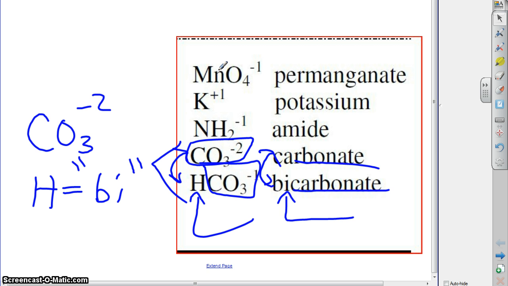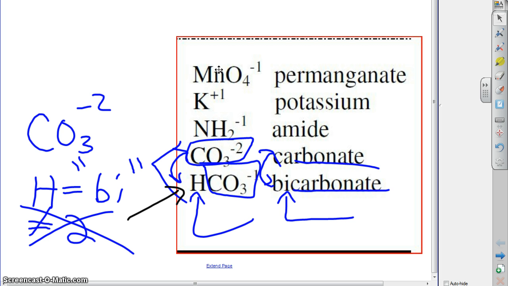When you've got an extra H at the front of an ion, we give it the prefix bi. Bi does not mean two in this case. Often we think of bi like a bicycle meaning two, but that's not what bi means in ions. It's going to mean hydrogen. I mean, there's a hydrogen atom in there. And because hydrogen is usually a +1 charge, that's why the charge goes from -2 down to -1 when we stick that H on there.